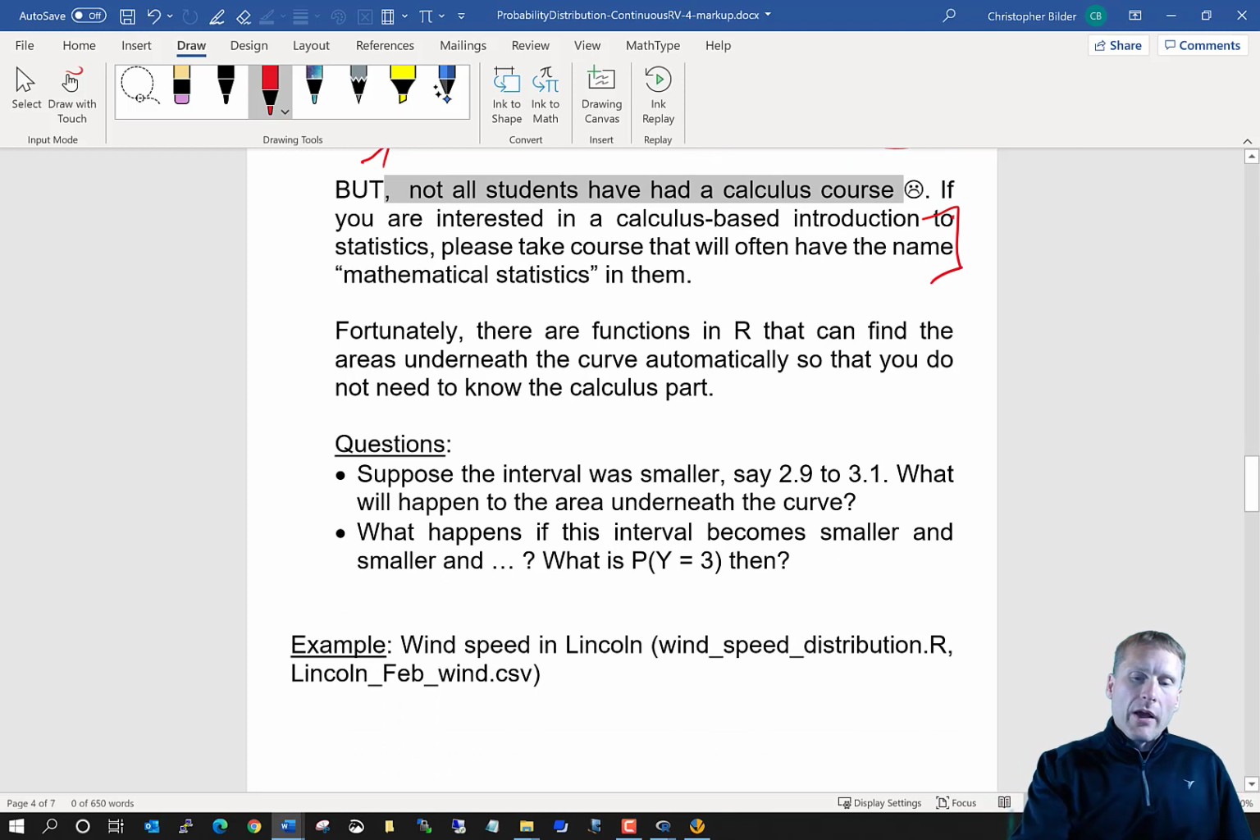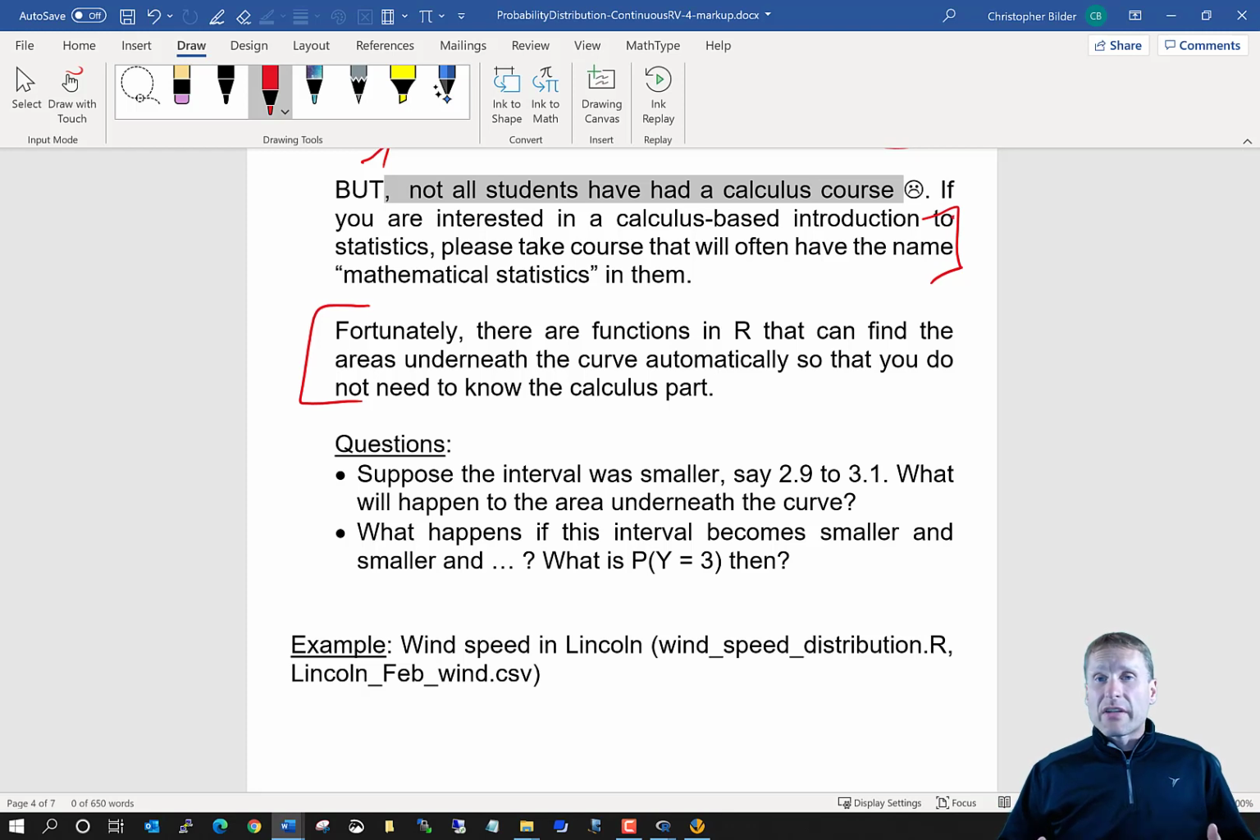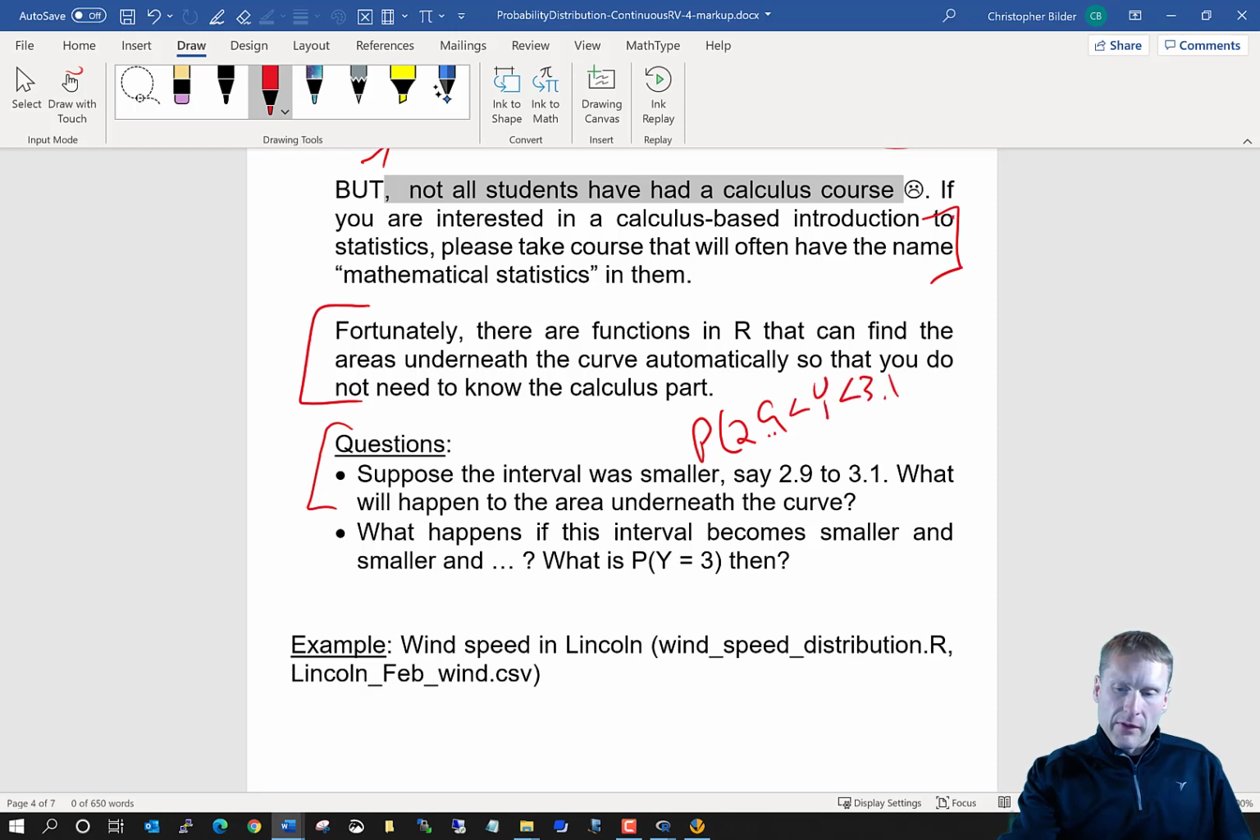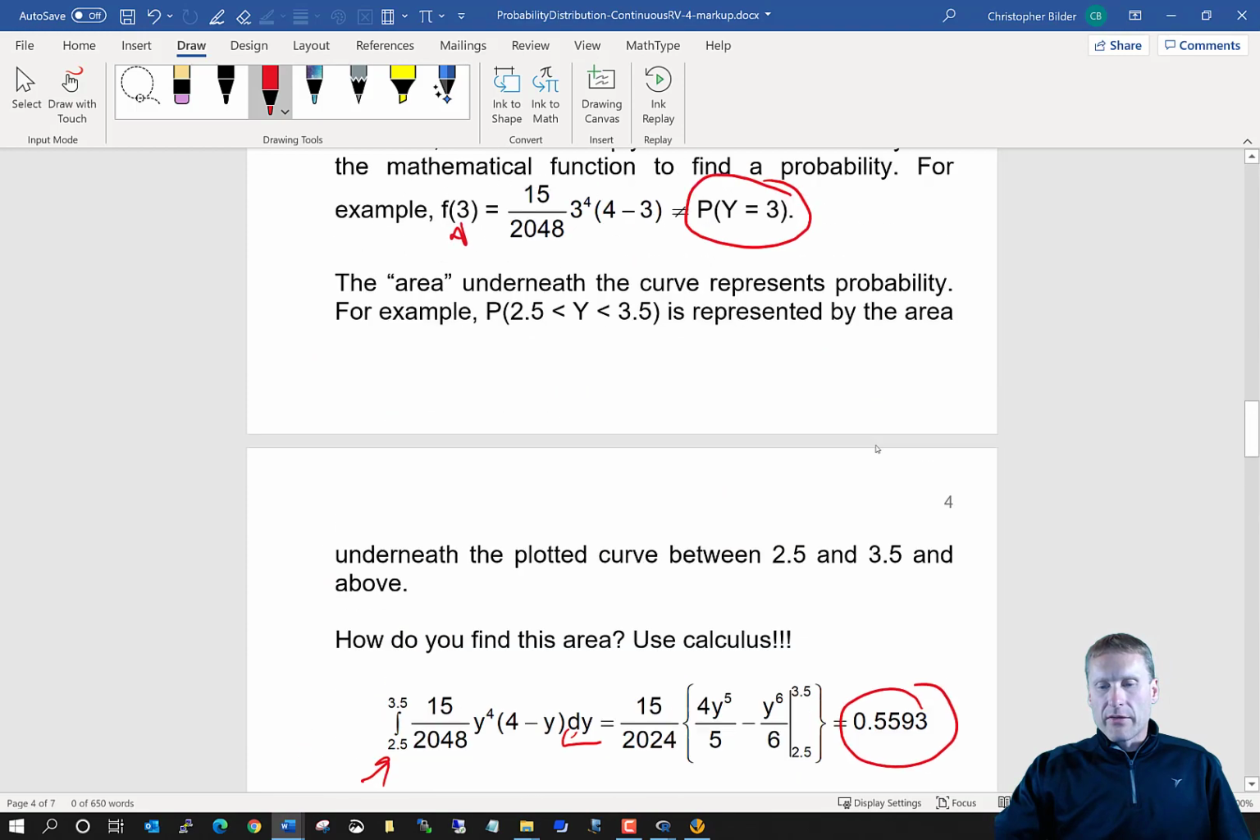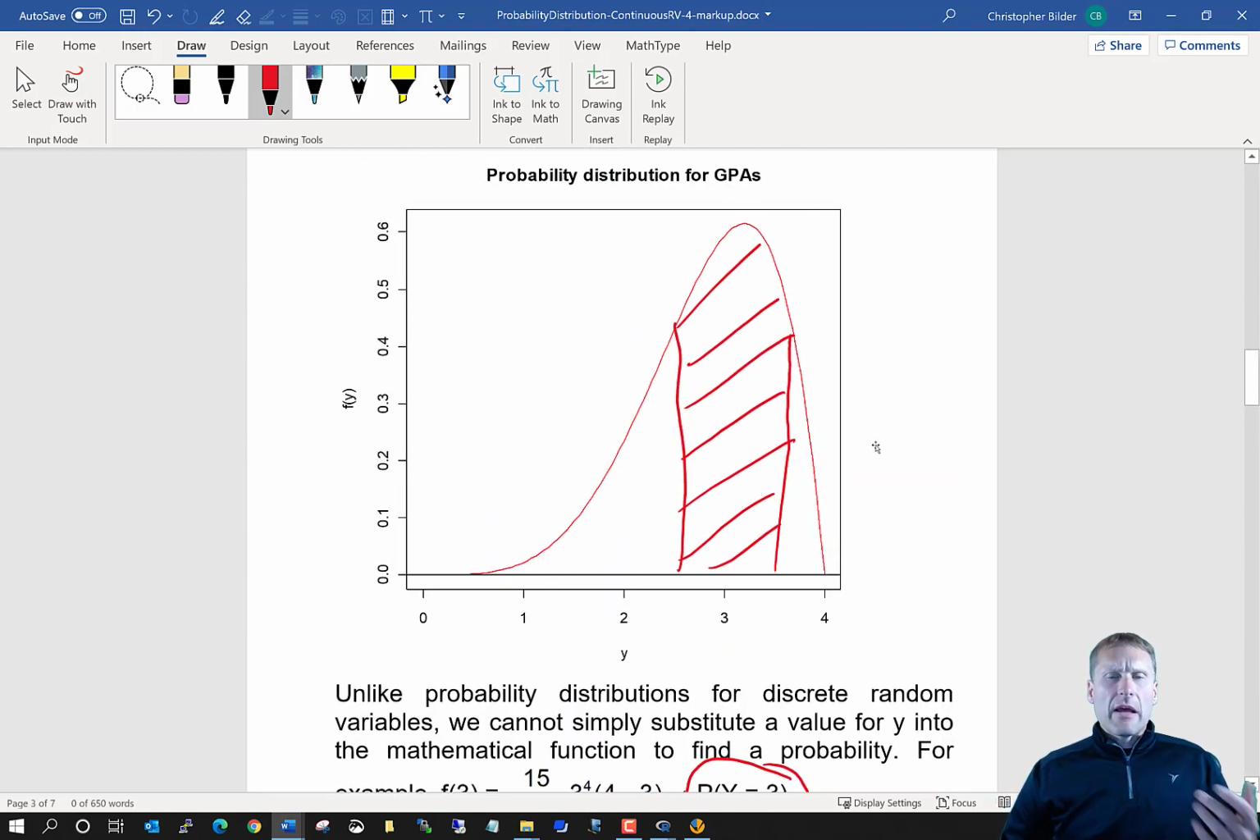The reason we don't need to actually use calculus in our course is because R has nice functions that will essentially do the calculus for us. It will find the area underneath that curve. Now, let's take a look at some questions here. Suppose the interval that we were trying to find as the area underneath the curve was small, let's say 2.9 is less than y is less than 3.1. Let's go back to this plot. Is that probability going to be smaller or larger than when we did the probability of 2.5 to 3.5? Of course, it's going to be smaller.